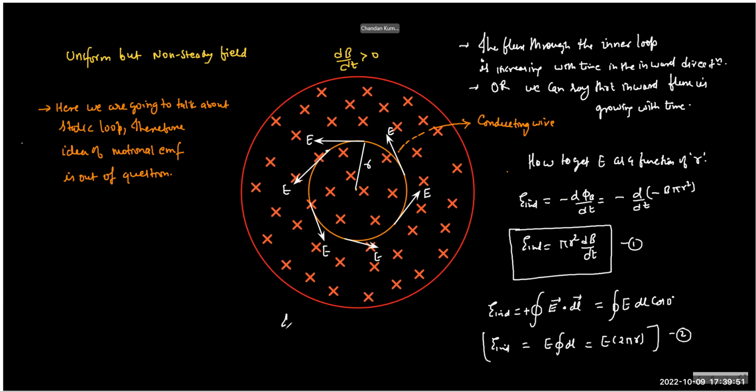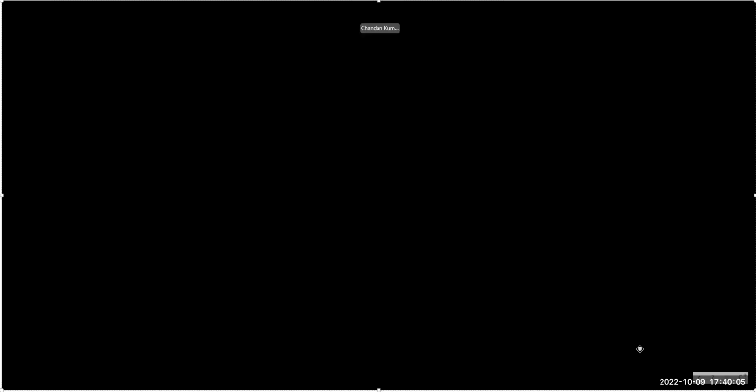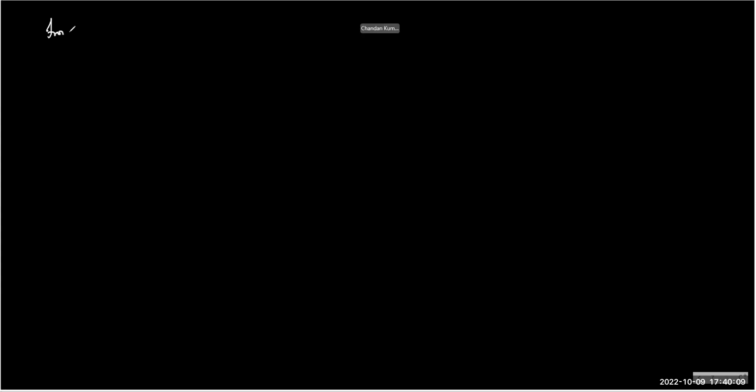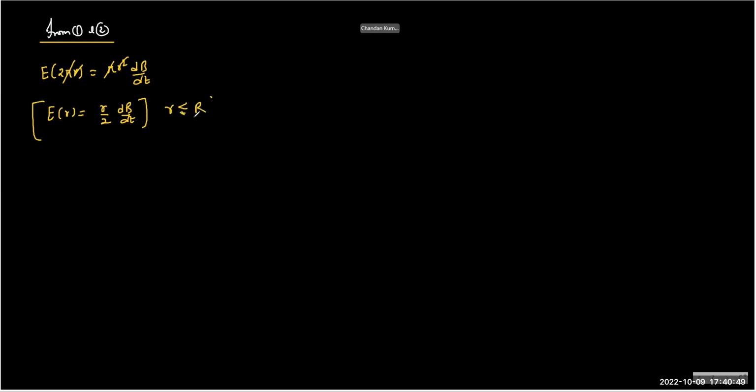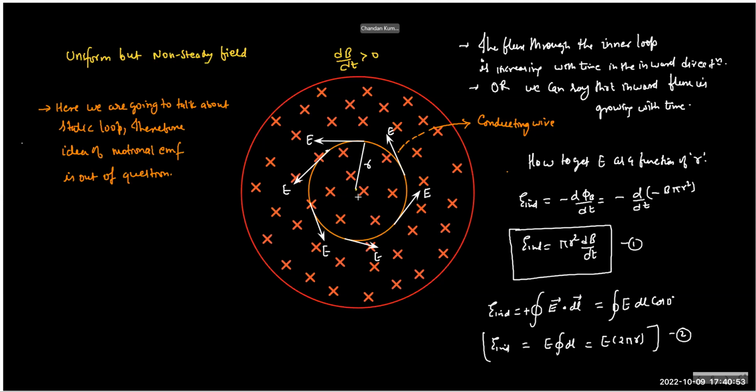So from 1 and 2, go to the next page. From 1 and 2, what can you add? E into 2 pi r equals pi r square d B by dt, and then pi gets cancelled, r gets cancelled. So E turns out to be, as a function of r, r by 2 dB by dt. But this answer is only true if r is less than the dimension of the field. So the field is spread up to R.